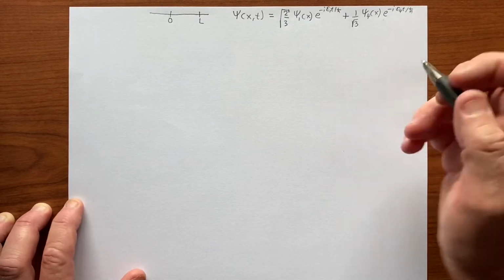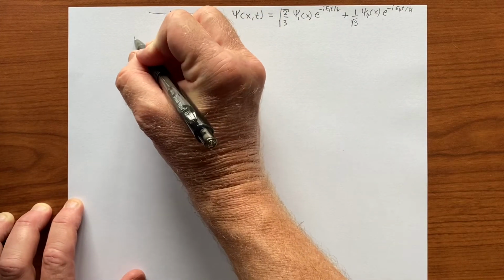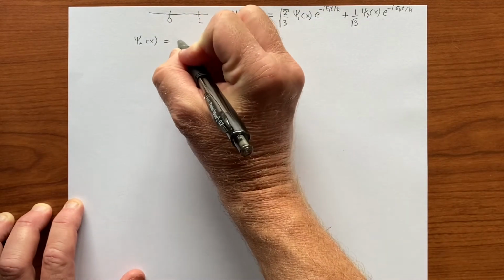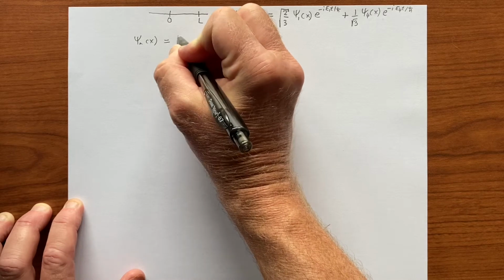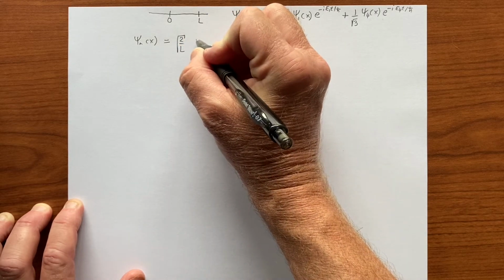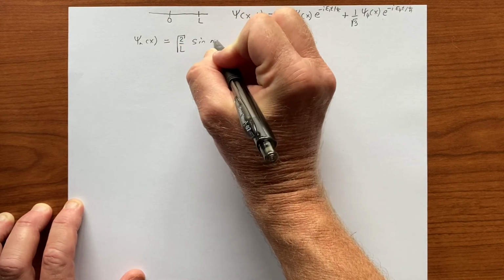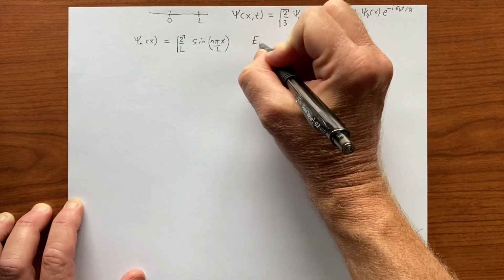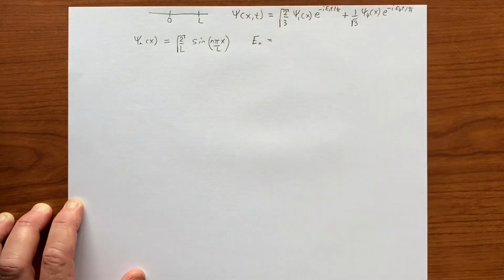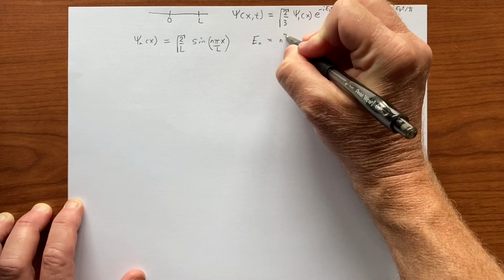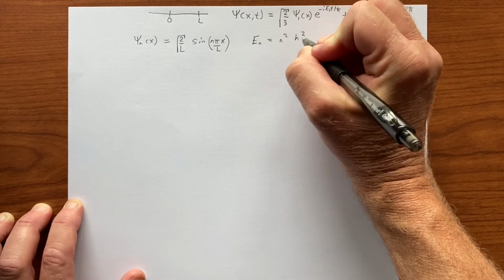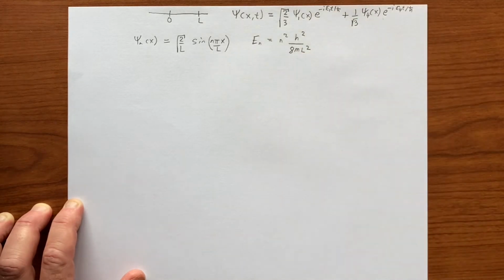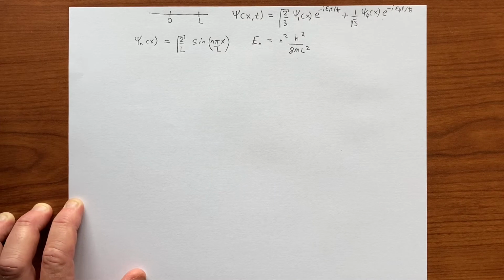where psi n of x is, of course, root 2 over L sine of n pi x over L, and En is n squared h squared over 8mL squared, where m is the mass of the particle.